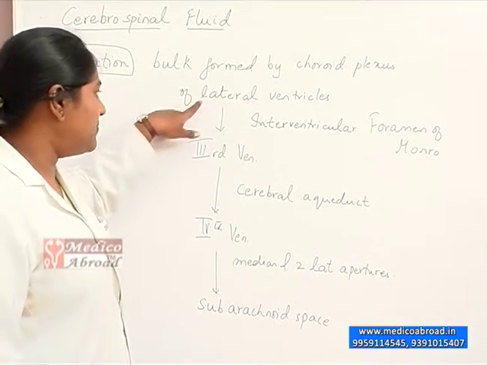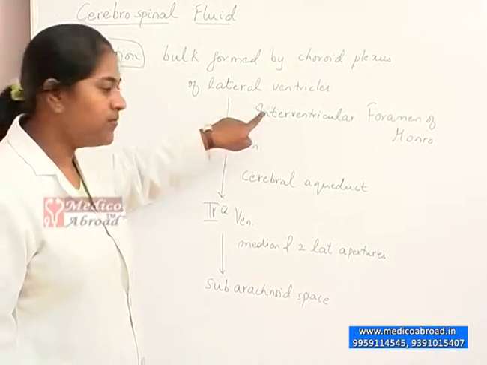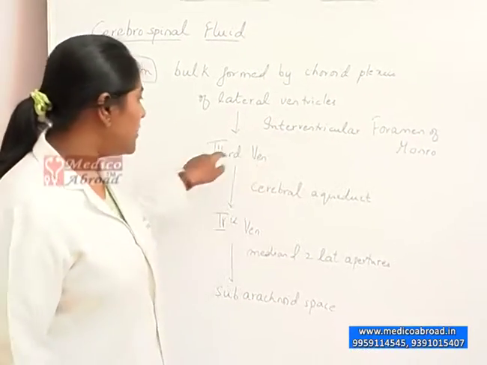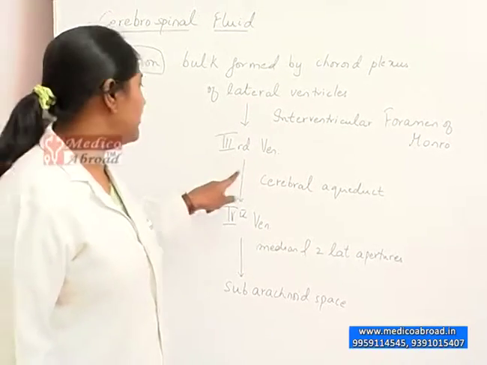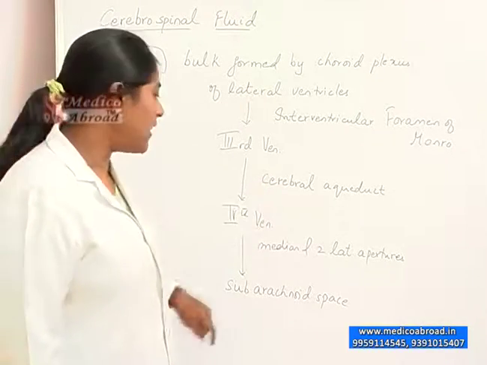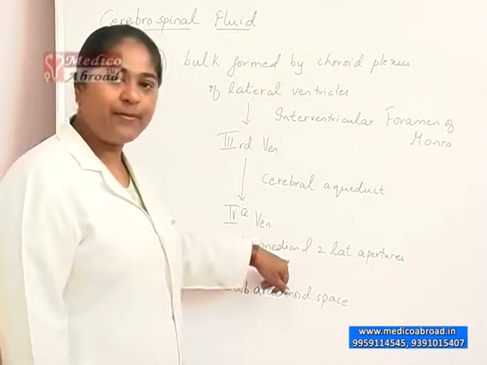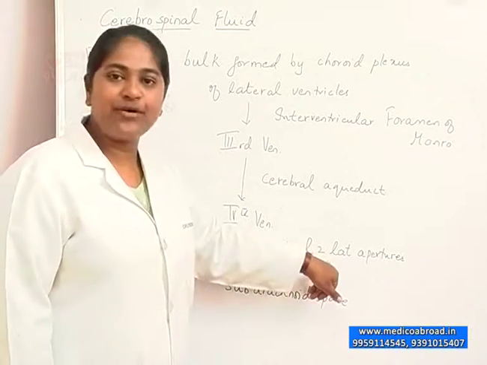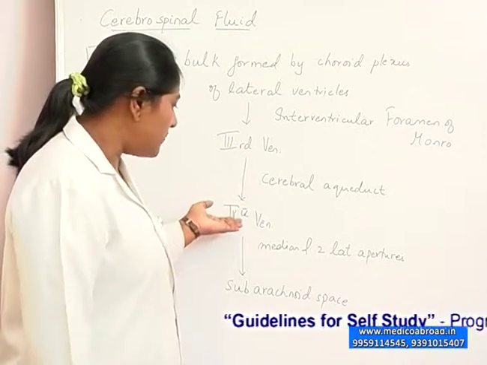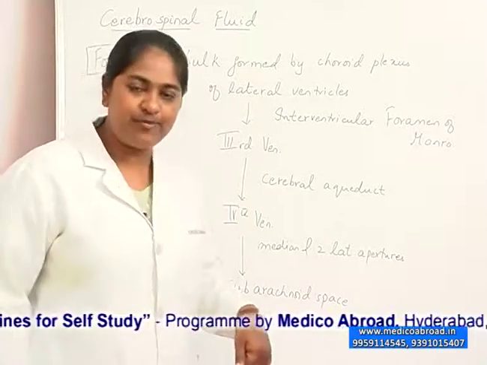From each lateral ventricle, the cerebrospinal fluid travels through the interventricular foramen of Monro to the third ventricle. From the third ventricle, it travels to the fourth ventricle through the cerebral aqueduct. From the fourth ventricle, there are three openings or apertures, called the median aperture of Magendie and two lateral apertures of Luschka. They are in the roof of the fourth ventricle, and through them the CSF goes into the subarachnoid space.